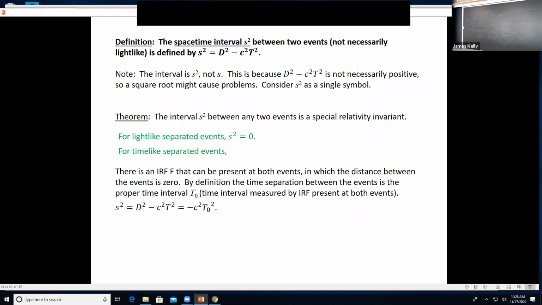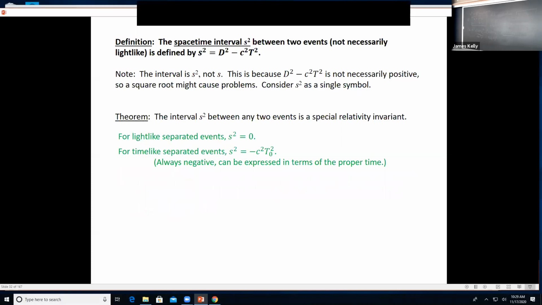Okay. So remember, I skipped the proof, but we can calculate this in any coordinate system we want. If we calculate it in that one coordinate system that's present at both events, the distance goes to 0. And by definition, that time difference between two events is called the proper time in that frame. And so for time-like separated events, the interval is just minus c squared times the proper time squared between those two events. The important thing for me right here is that it's always negative. So for time-like separated events, the interval is always negative.